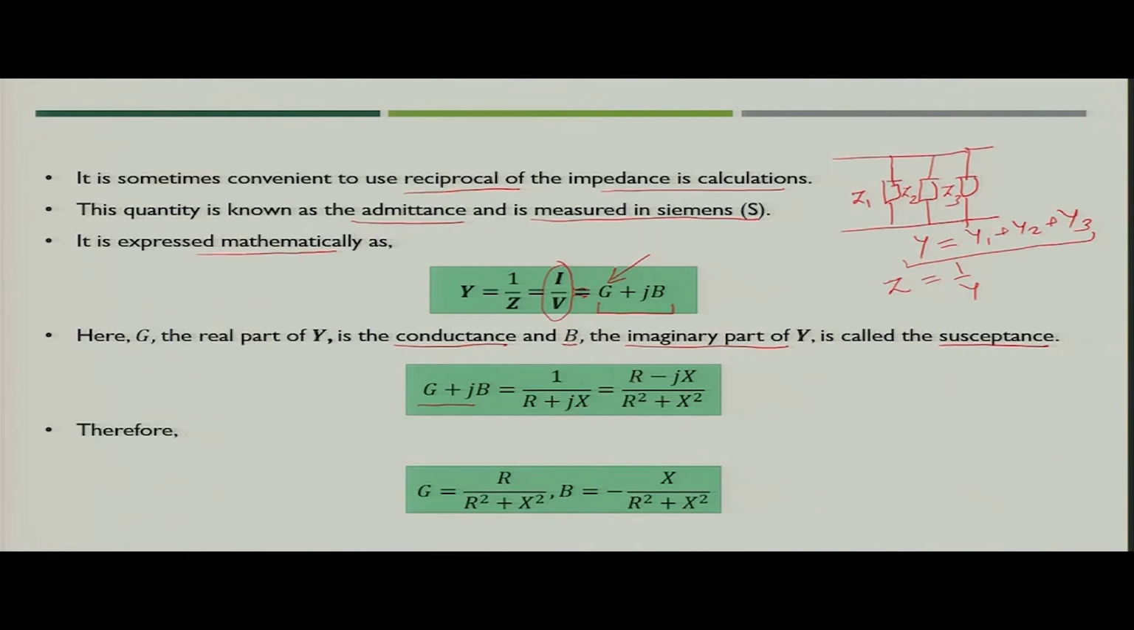So, if you simplify, you will get G plus jB is nothing but R minus jX divided by R square plus X square. If you compare real and imaginary terms from both of the components, you can simply say G is nothing but R upon R square plus X square, and B is nothing but minus X upon R square plus X square. So, this admittance you can use whenever there is a requirement to analyze the circuit, which is like this in this case.